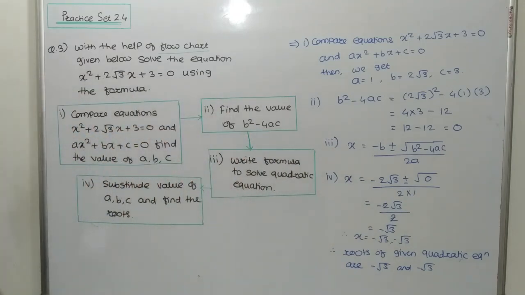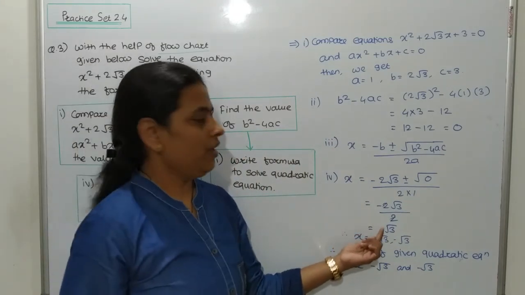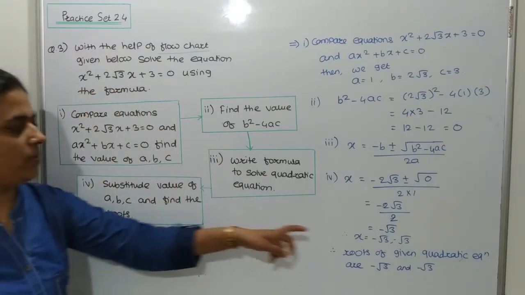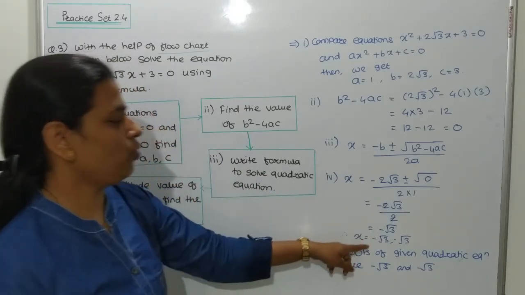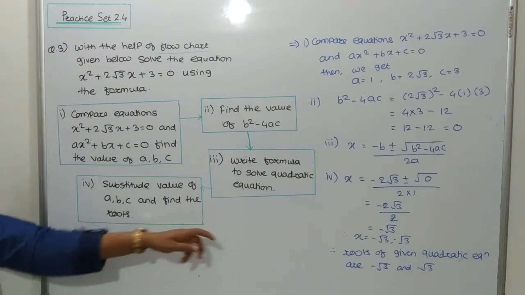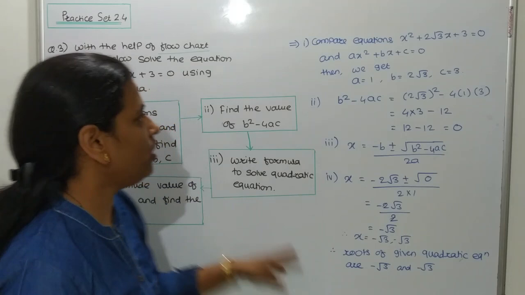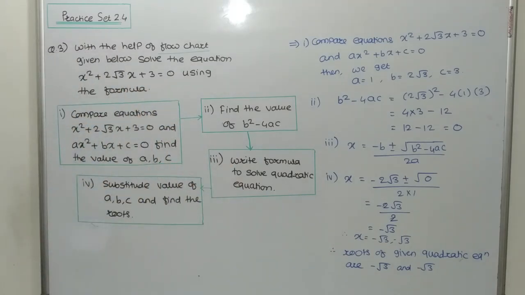Clear? We get only minus 3. But when we talk about the roots of a quadratic equation, there are 2 roots. That means minus 3 is repeated, which means 2 times it is written: minus 3 and minus 3. So in this way we complete question number 3 also. If you have to write this, take a screenshot of it.